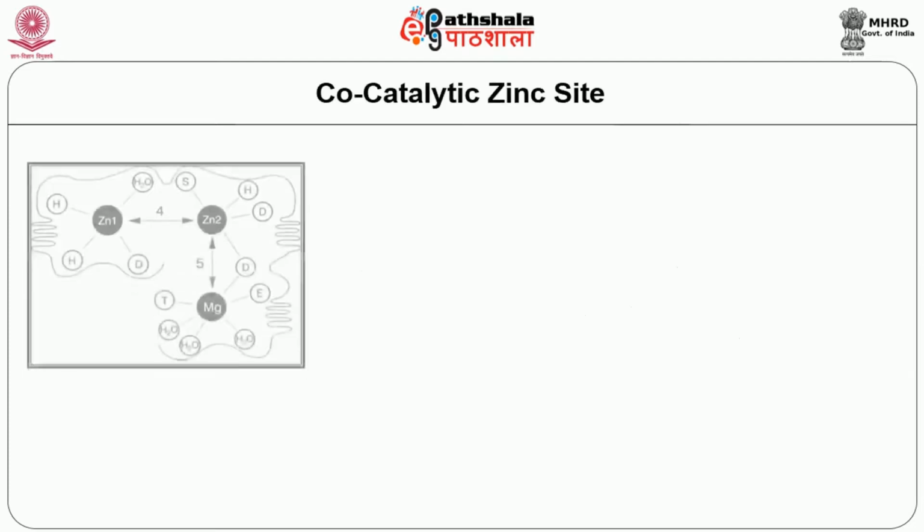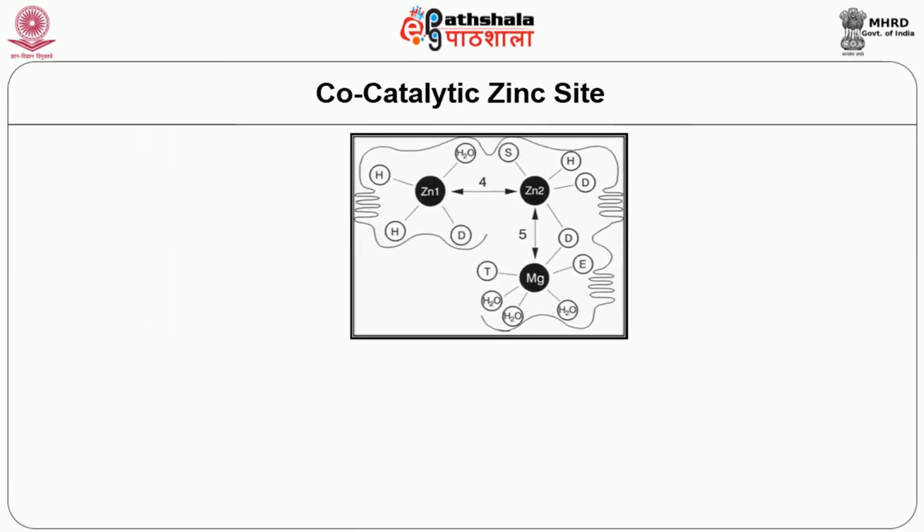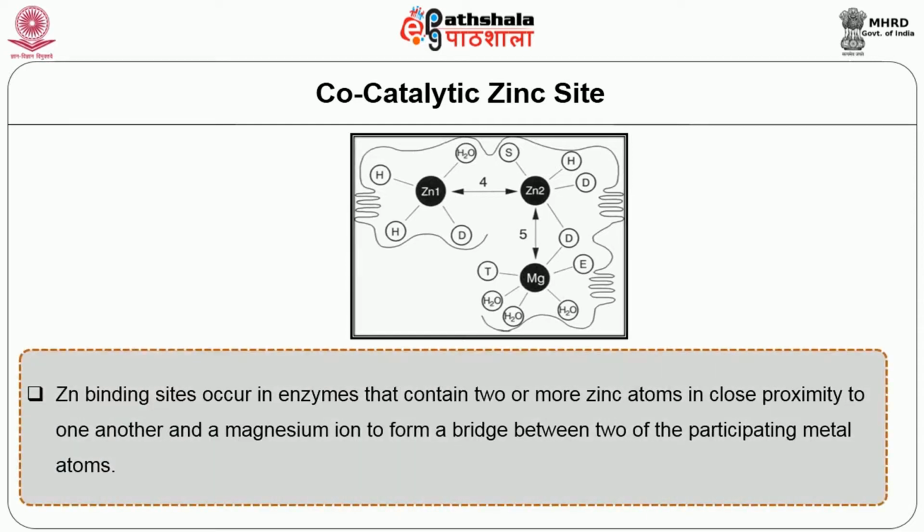In addition to those 3, that is catalytic, regulatory and structural roles, it also acts as a co-catalytic metal. That means in addition to its own activity, it can enhance the activity of another metal. The zinc binding site occurs in enzymes that contain 2 or more zinc atoms in close proximity to one another, and a magnesium ion forms a bridge between 2 of the participating metal ions. You can see the bridge being formed between these 2 metals.